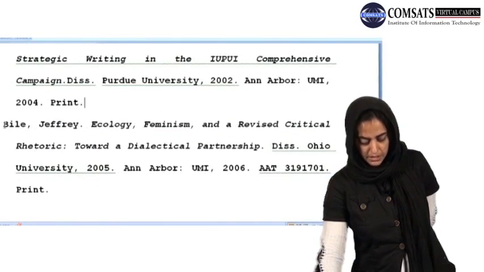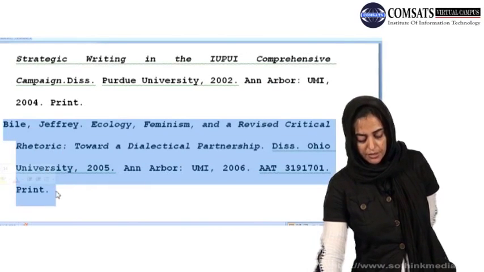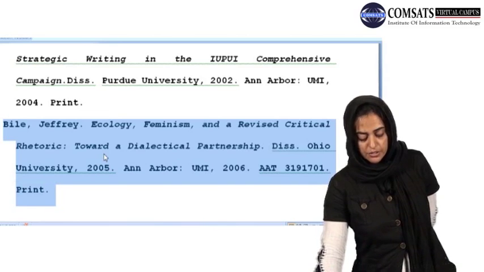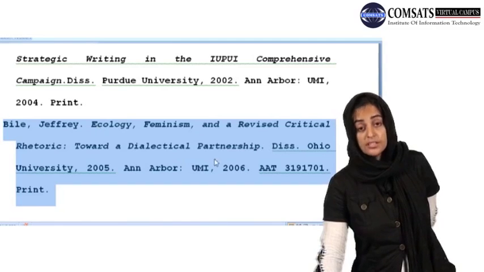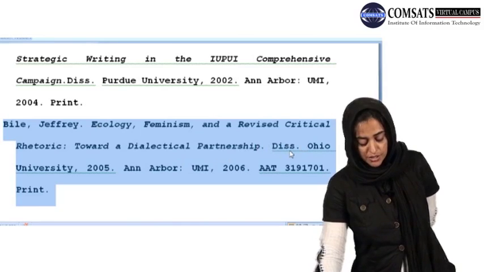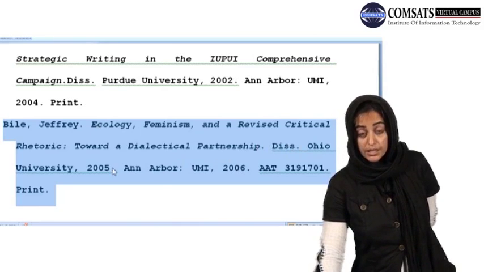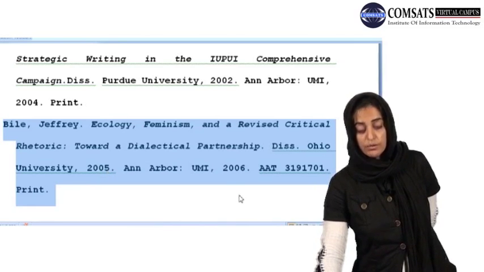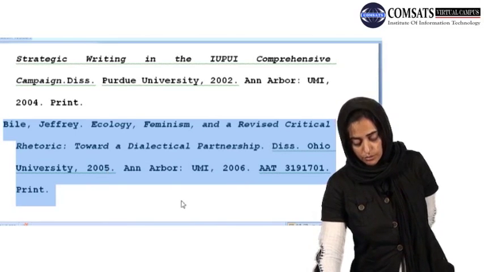Another example, Bile, Jeffrey. Ecology, Feminism and the Revised Critical Rhetoric: Toward a Dialectical Partnership. Now dear students, this is again in italics. That means this is also published. And what is the designation? This is a dissertation, and the university's name is Ohio University, and the year in which the degree was awarded is 2005. Then the city of publication, the name of the publisher, the year of publication and the medium of publication in front of you on the screen.